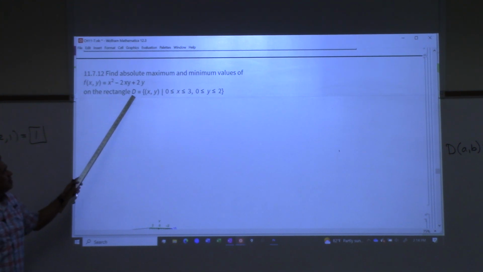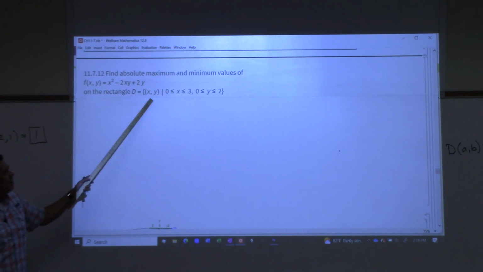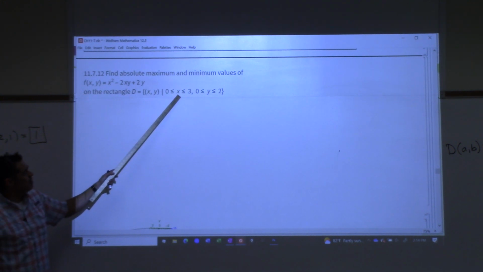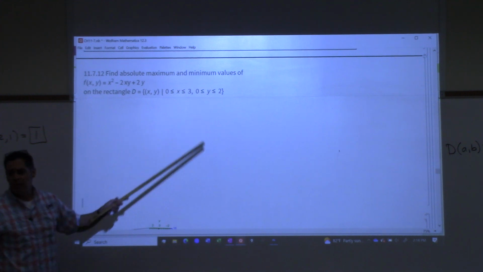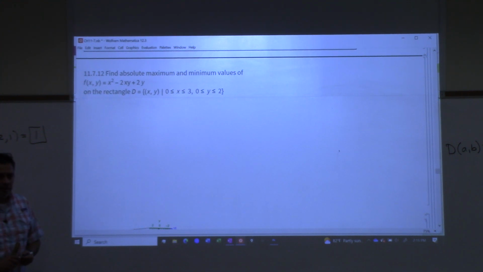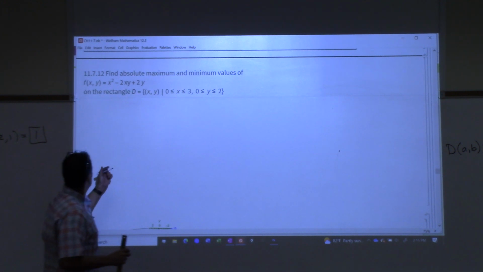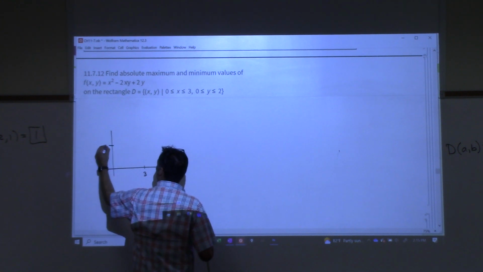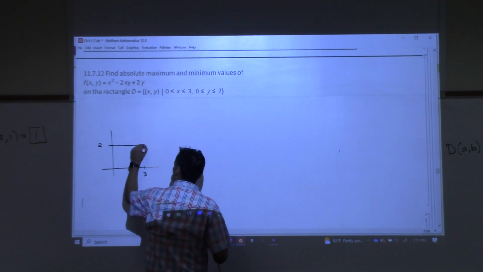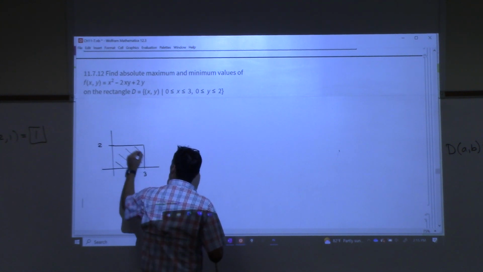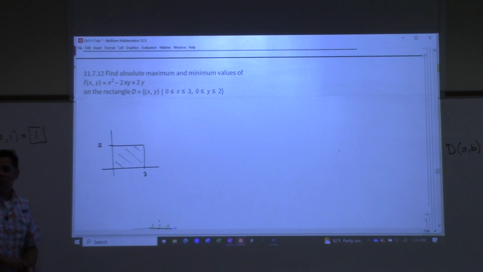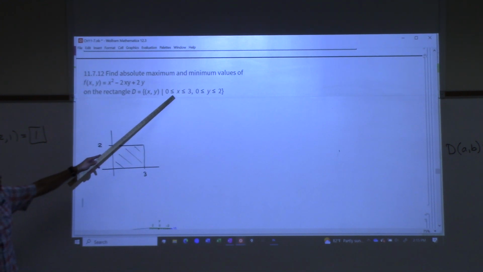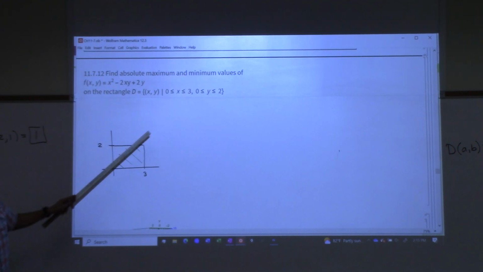I'm defining this rectangle D to be equal to the set of all ordered pairs, the set of points, that satisfy these conditions. The x-coordinate must be between 0 and 3, and the y-coordinate must be between 0 and 2. So it's just a rectangle, right? In the first quadrant, looks something like this. All my x values have to be between 0 and 3. All my y values have to be between 0 and 2. Everything in there. And what makes it a closed set is the fact that these inequalities have the bars underneath, right? That means you're including the endpoints, so you get that.